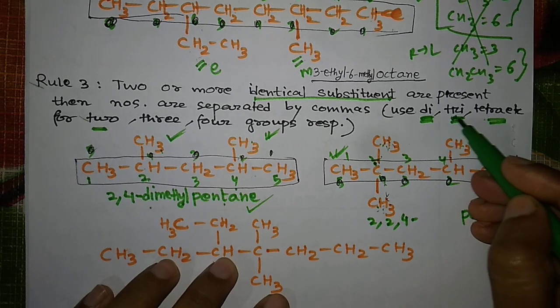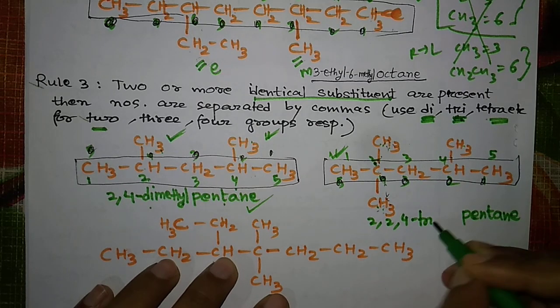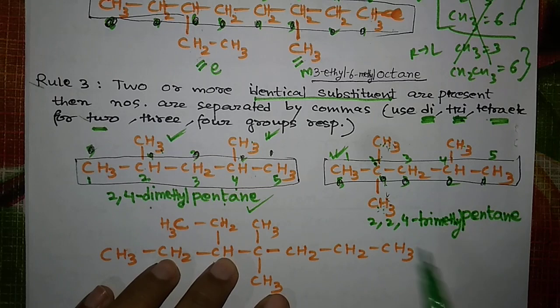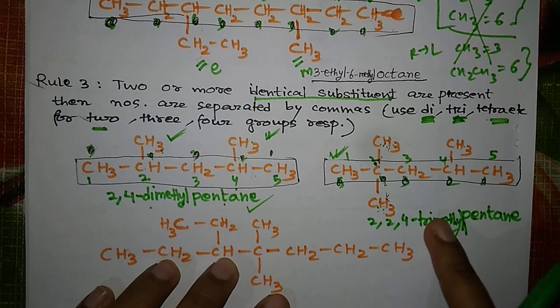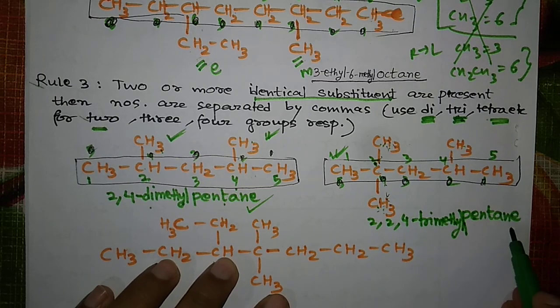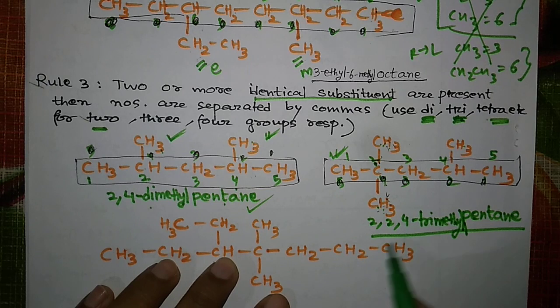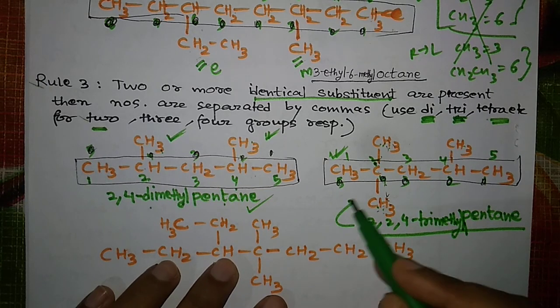How many methyls are there? 3 के लिए क्या बोला था? Use tri. So tri, and what is the name? Methyl, right? Trimethyl pentane. Okay, so 2,2,4 trimethyl pentane. So this is the name of this compound.